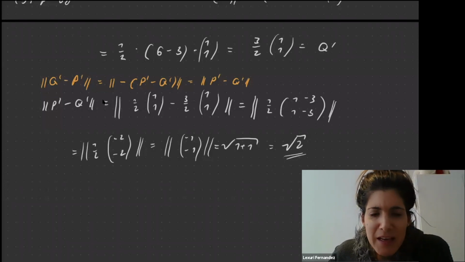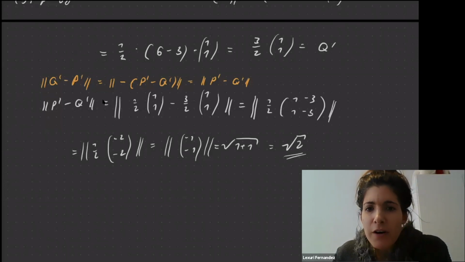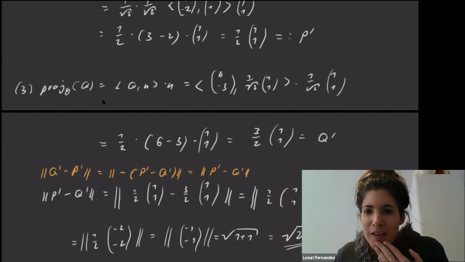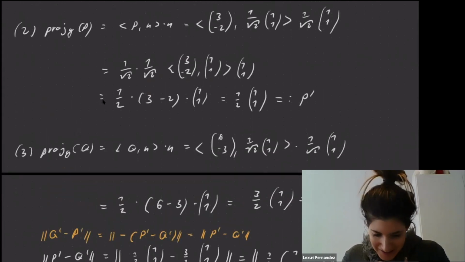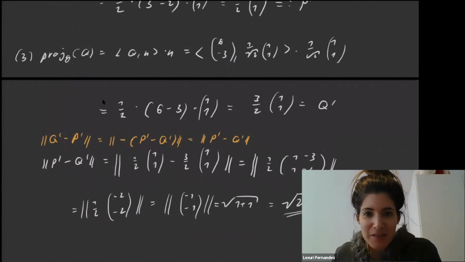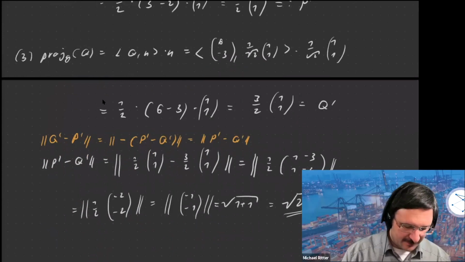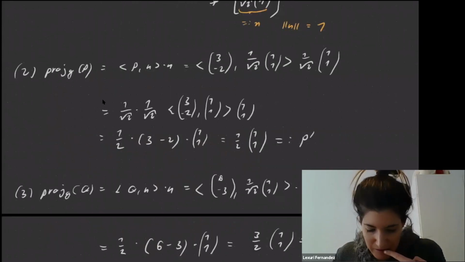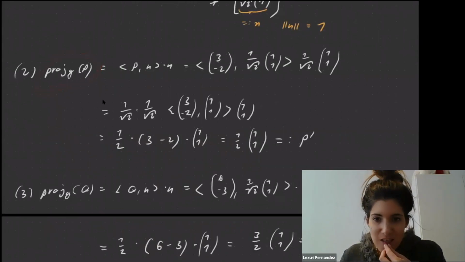Can you please explain how you solve the 1 over 2 times 1 minus 3 over 2 times 1? I don't really get that one. Maybe the projection, right? To get to p prime. So this step here.